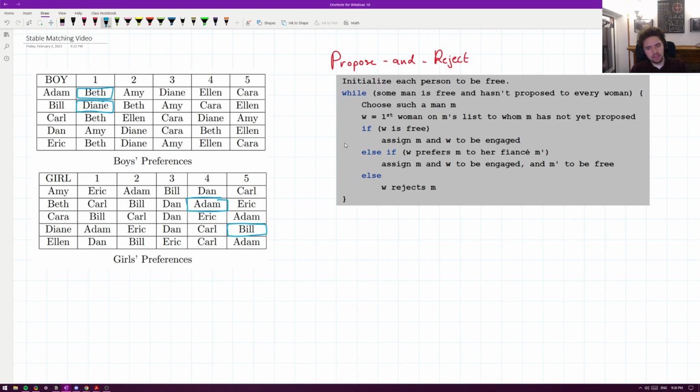Now, the next one is Carl and Beth. If W is free, that's not true anymore. Beth is not free anymore, so skip that. If W, so Beth, prefers Carl over Adam, then do that and free Adam. Beth does prefer Carl, so they're going to get engaged. This is going to break, and that's the switch that we made there.